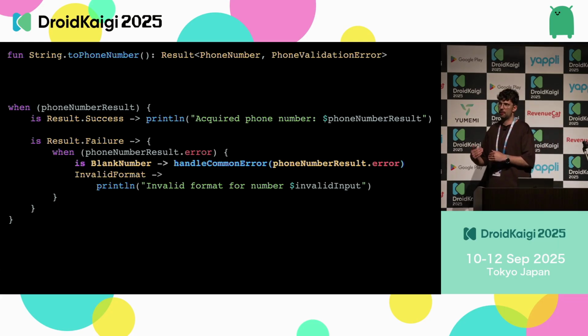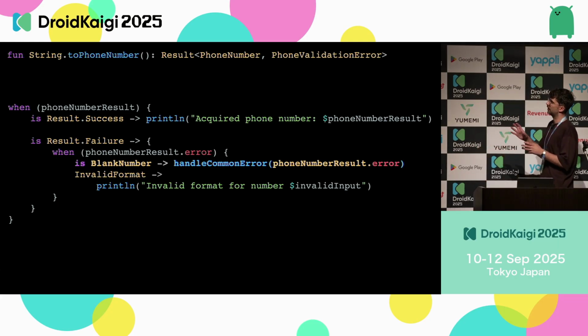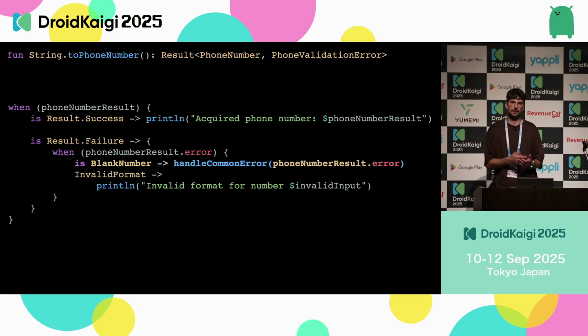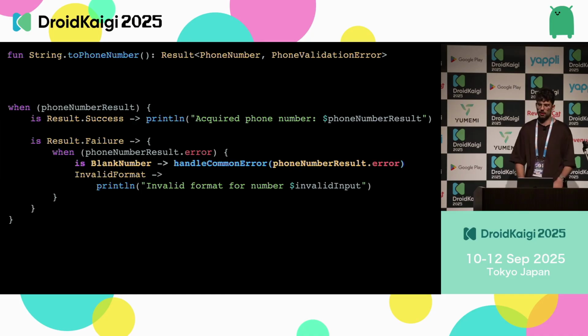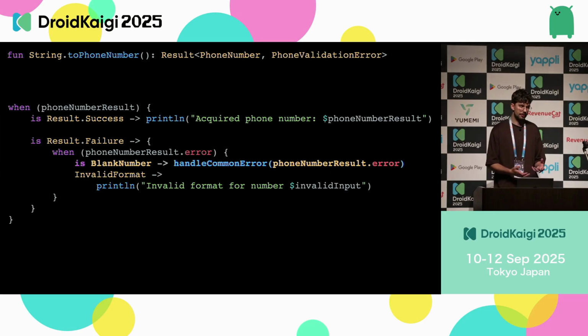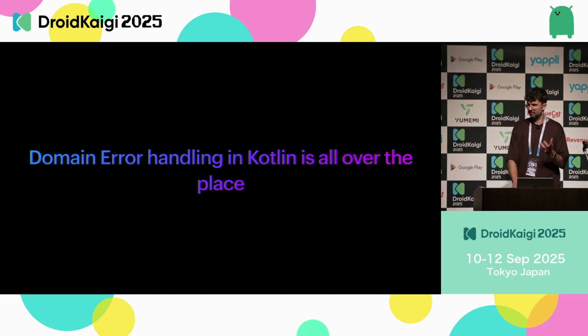So also, if you would go down the route, because usually when you implement a custom result, you would also implement some kind of utility functions for that. So things like flatMap, onSuccess, onFailure, similar to Kotlin Result. And that kind of introduces a new style of programming that you have to get used to. So it's, again, not perfect. And I would say that, again, domain error handling in Kotlin, I feel, is all over the place. And it really is resolved in some nice ways in different languages.